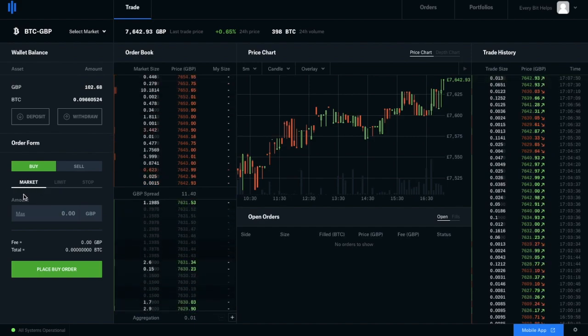So with a market order, all you need to do is enter the amount that you'd like to buy or sell in your chosen currency. And in this example, I'm going to be purchasing £30 worth of Bitcoin. And then the market price is then taken from the last trade price or the current price, which is shown at the top here. And as you can see, I can now see some fees that are associated to my trade.